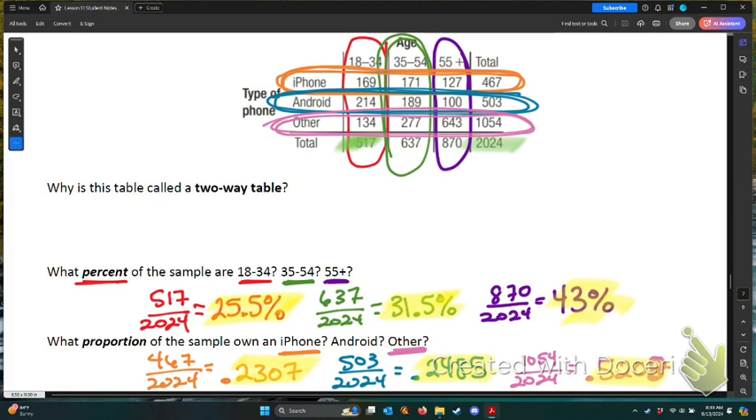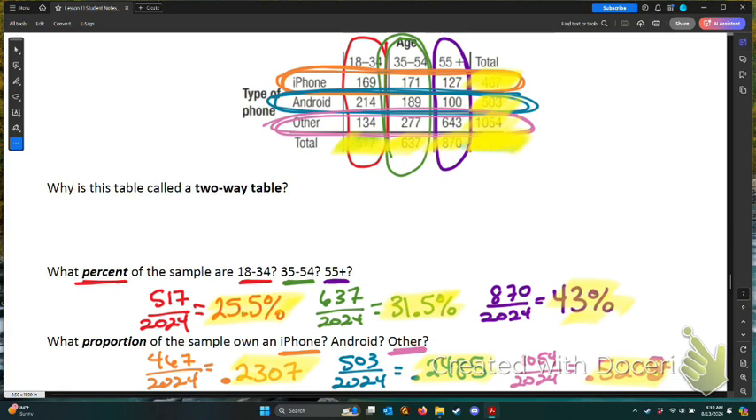Why do you guys think this would be called a marginal relative frequency for age and a marginal relative frequency for phone type? Why might they be called marginal relative frequencies? Notice where every number came from. 517 out of 2024. 637 out of 2024. 870 out of 2024. 467 out of 2024. 503 out of 2024. 1054 out of 2024. Where did it come from? The margins, right? Where the totals are.